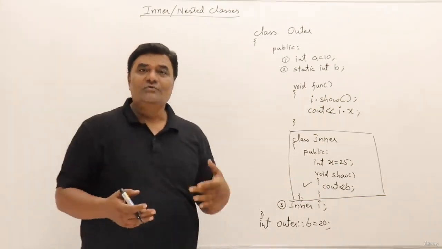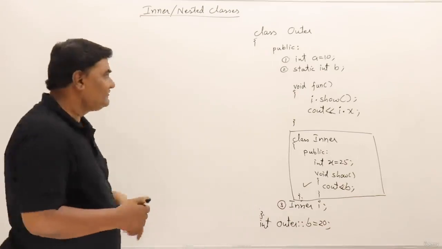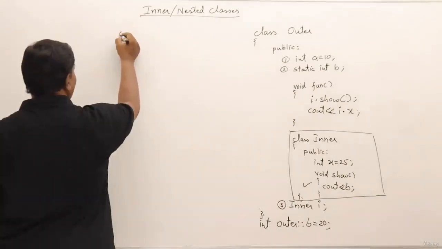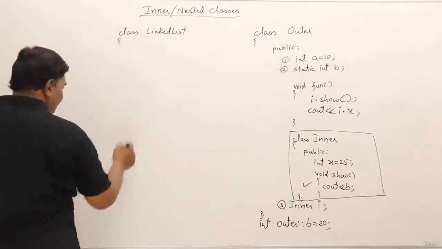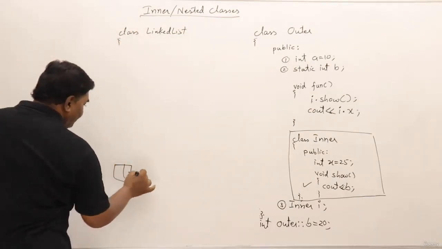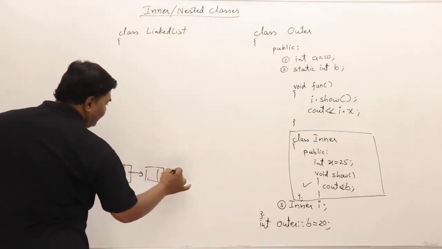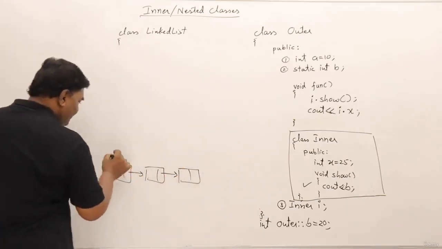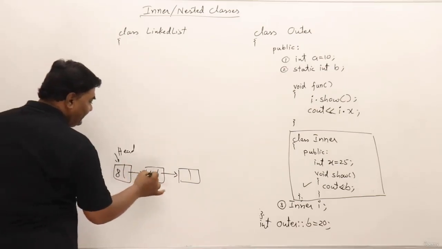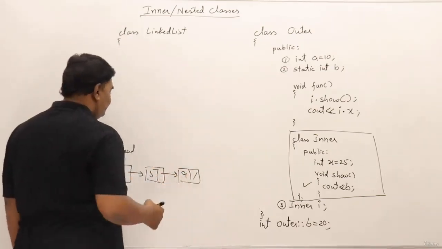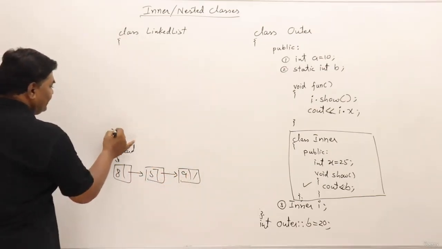So let me show you where it is useful. I'll quickly write down something and show you. Suppose I have a class called linked list. Linked list, you know this one, right? It is like a node having a pointer to the next node, and the first node is called the head node. You know about this one, 8, 5, 9. This is a type of data structure. Suppose I am making a class for this one.